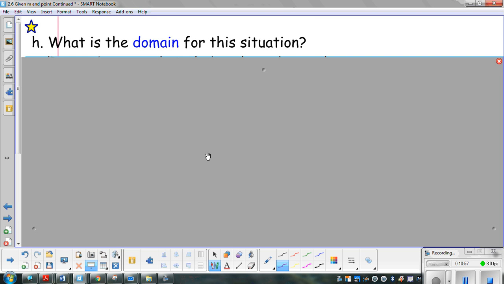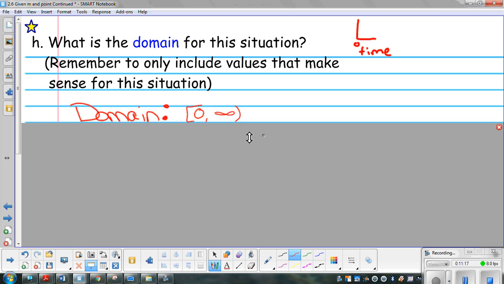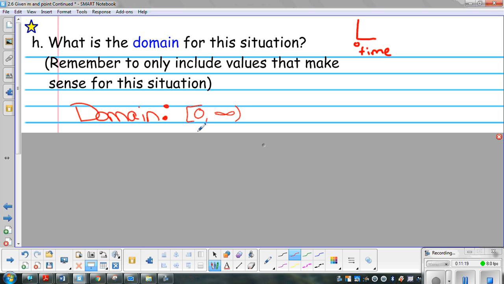Now think about domain. If you were to try and quickly picture your graph, you probably have it on your paper. Domain was your x, which was your time. So what's the least amount of time that she can talk? 0. What's the most amount of time she can talk? Well, we don't know. She could talk forever as far as we know. So that domain should look like 0 with a bracket to infinity.